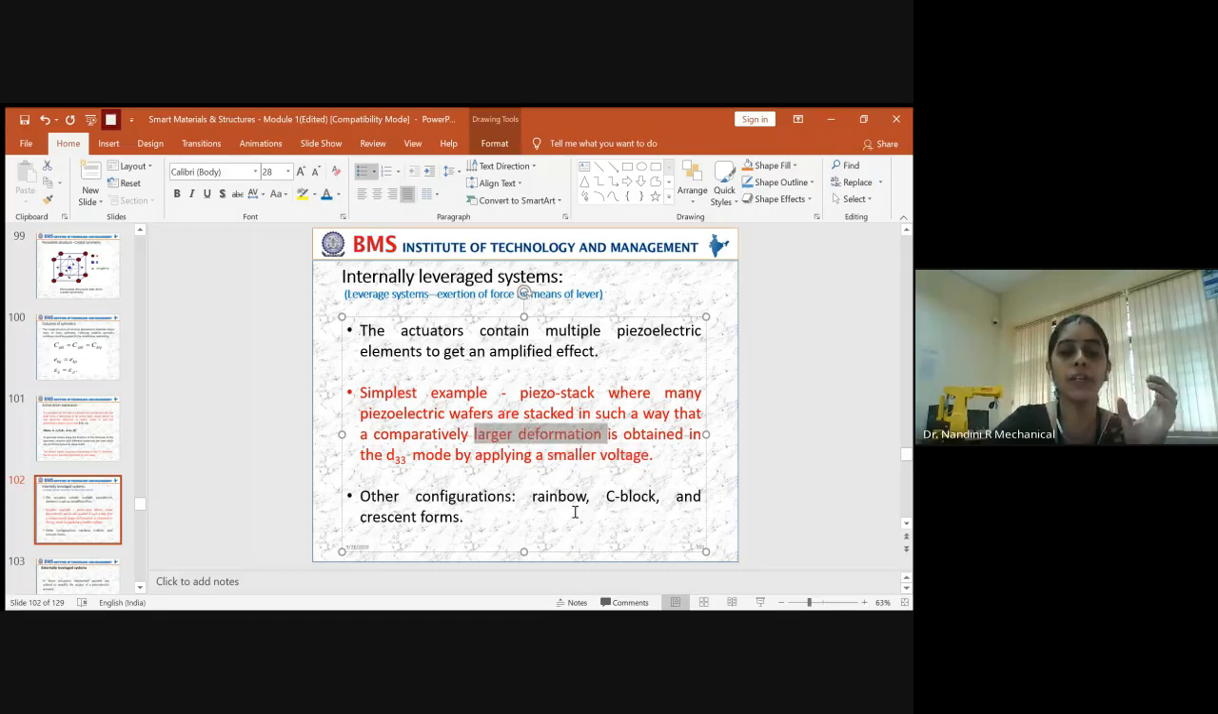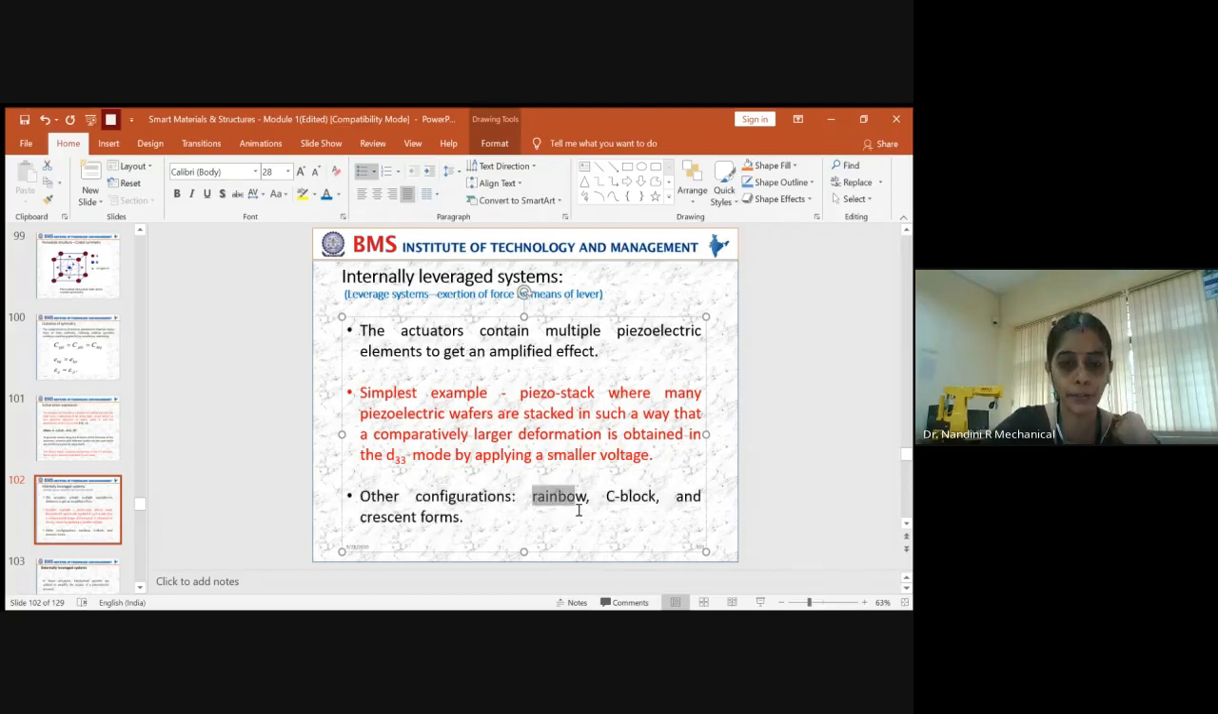Some of the configurations related to piezo-based leverage systems are rainbow, C-block, and crescent forms. These are the different configurations made based on the piezo material. We have a number of piezo materials. It could be PZT, a lead-based titanium crystal structure, or it could be lead-free, such as KNN, BNT, BT. Based on how you mix and combine them, you can get the required different types of leverage systems. These are some which are already being devised.